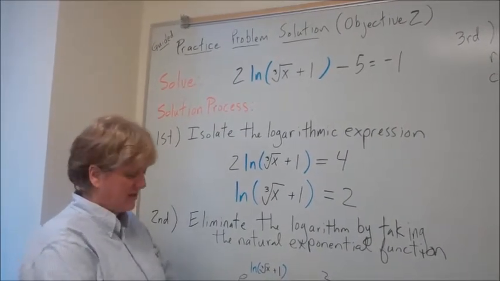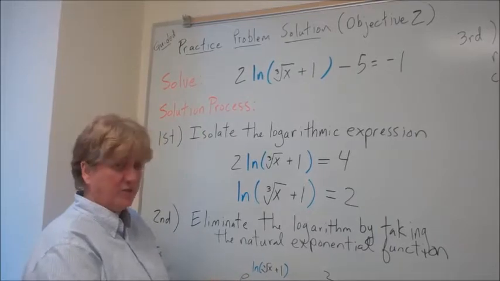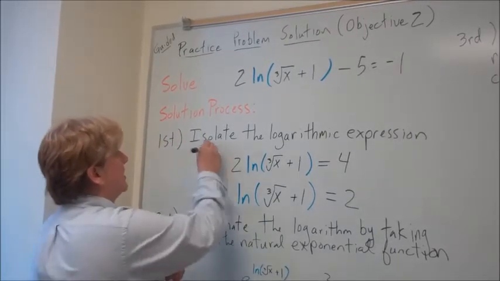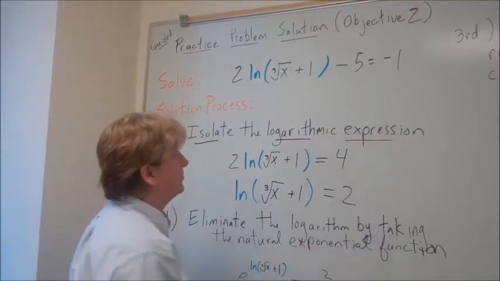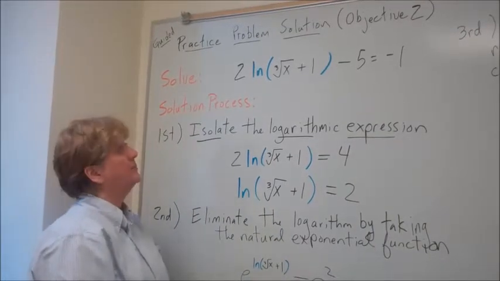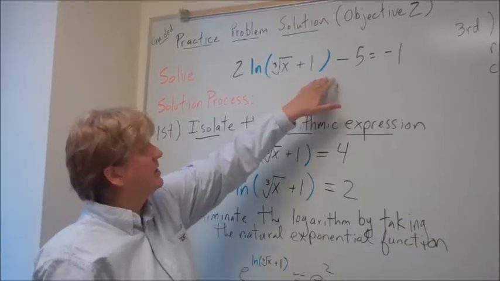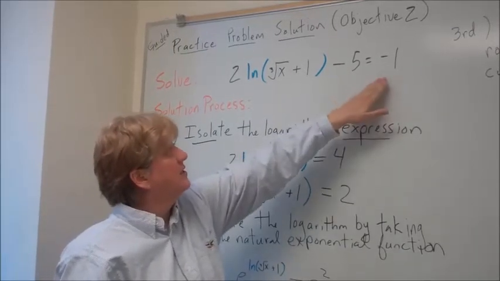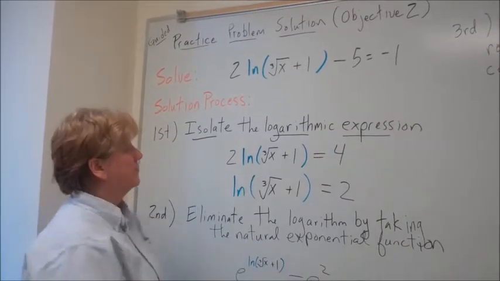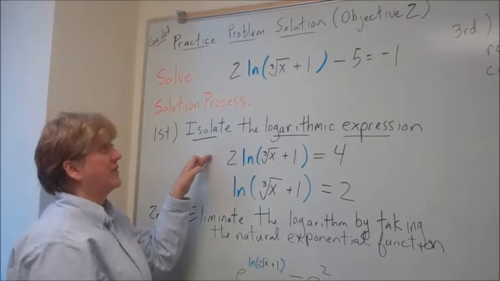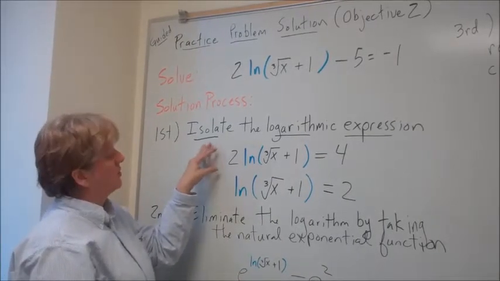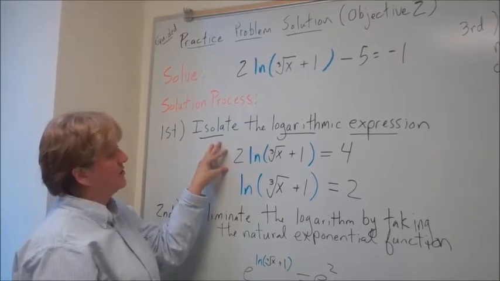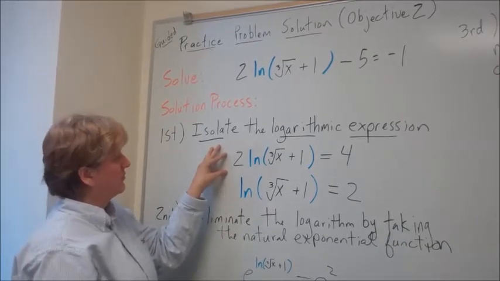As in Objective 1 and Objective 2, our first step is to isolate the logarithmic expression. We do so with simple algebra. In this case, we want to eliminate the minus 5 by adding 5 to both sides. Negative 1 plus 5 is 4. On the left-hand side, minus 5 plus 5 eliminate, and we're left with 2 times the natural log of the cube root of x plus 1 equals 4.